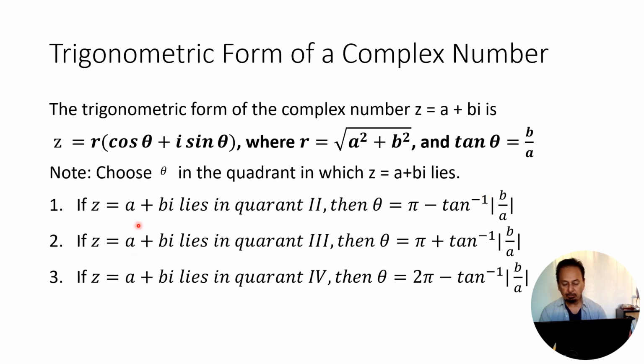If z equals a plus bi lies in quadrant 2, then theta equals pi minus tangent inverse of the absolute value of b over a. Number 2, if z equals a plus bi lies in quadrant 3, then theta equals pi plus tangent inverse of the absolute value of b over a. Number 3, if z equals a plus bi lies in quadrant 4, then theta equals 2 pi minus tangent inverse of the absolute value of b over a.